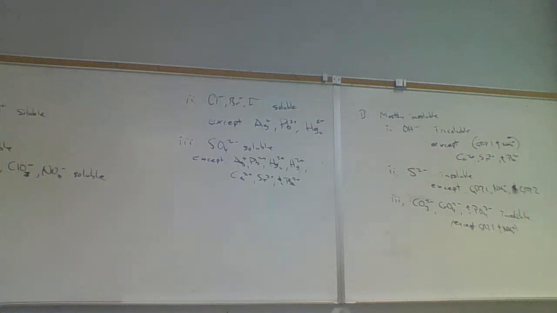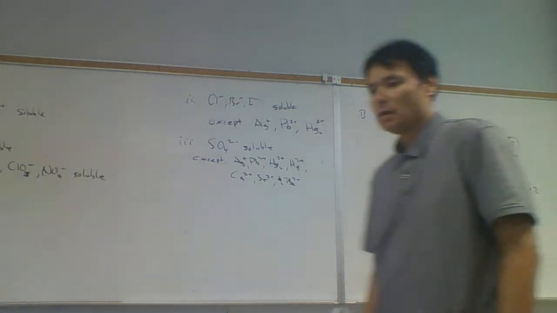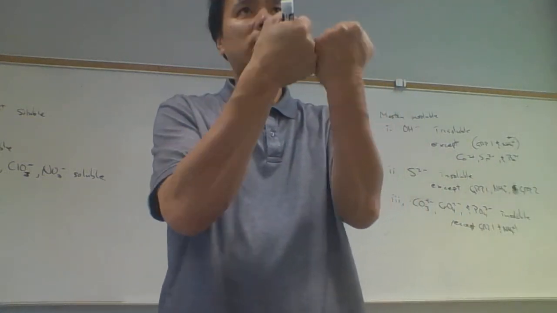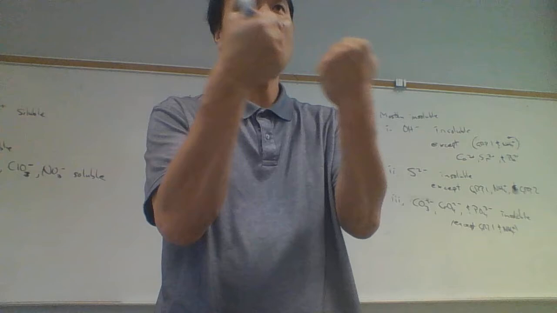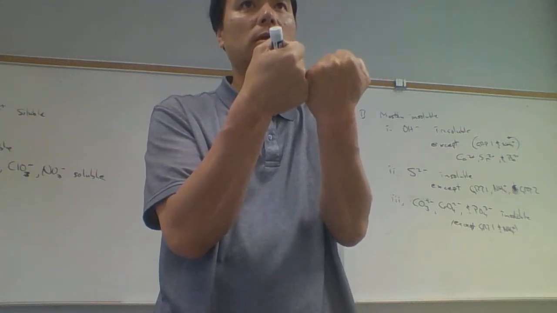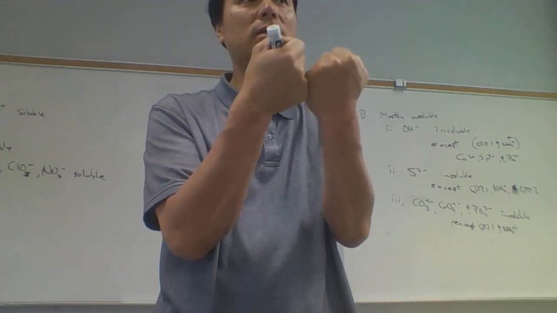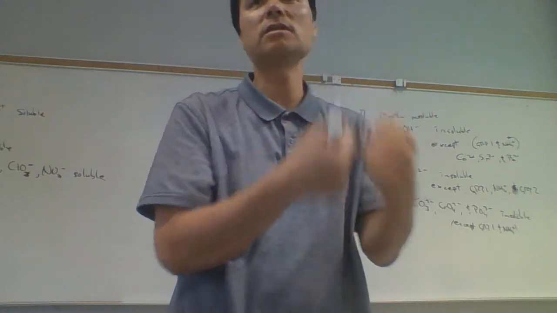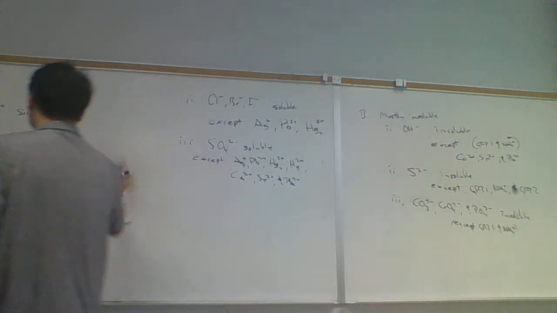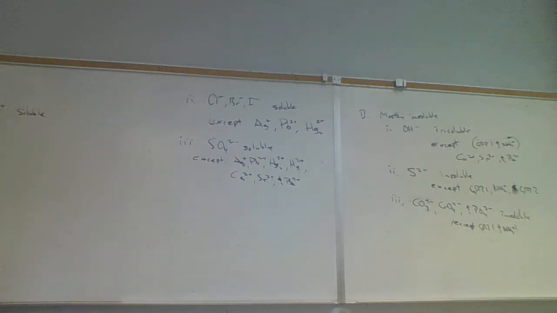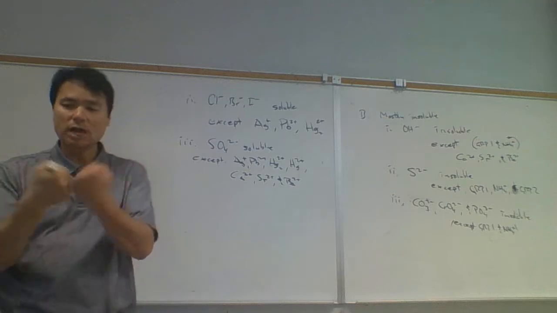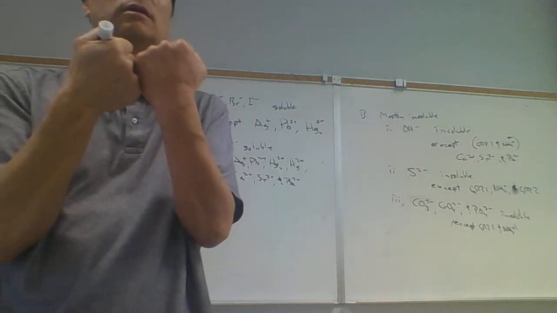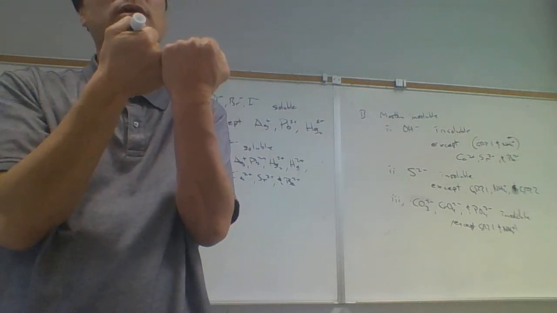I see a pattern, and the pattern to me is this. When we're looking at an ionic lattice, what holds the lattice together? What holds the lattice together is attraction between positive and negative. It's an ionic lattice. That's what holds it together. And what do we call that force of attraction between positive and negative? What's that called?